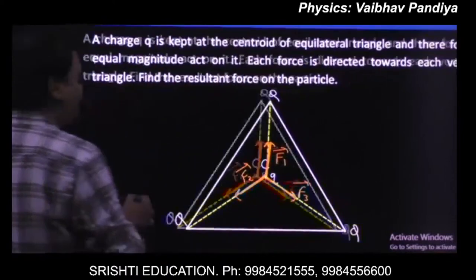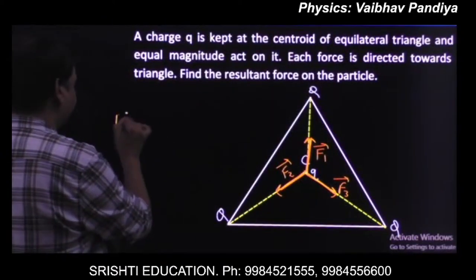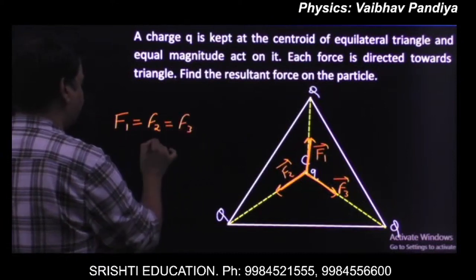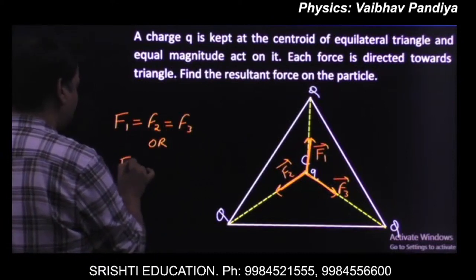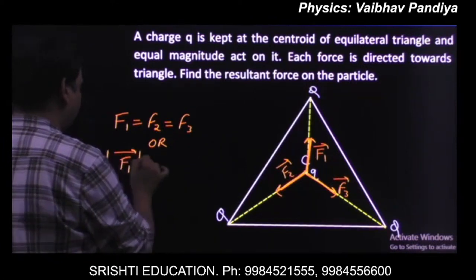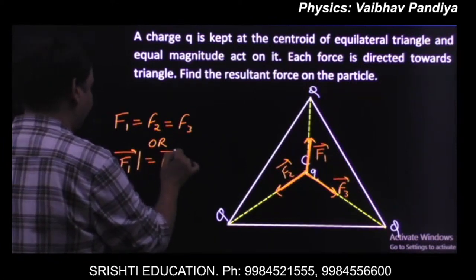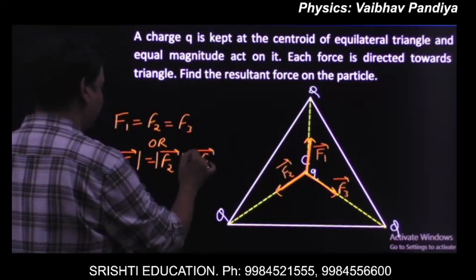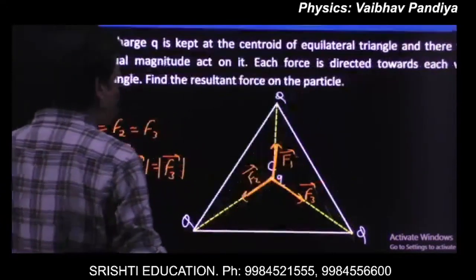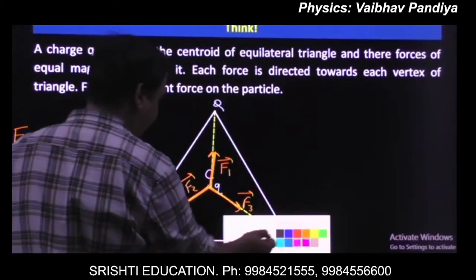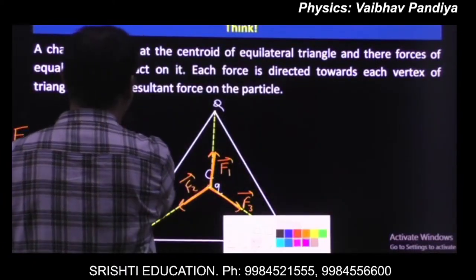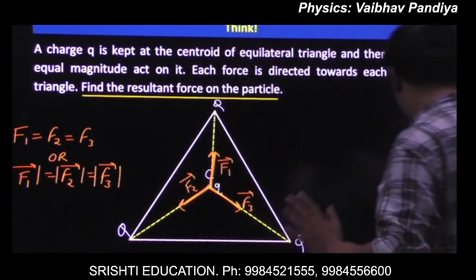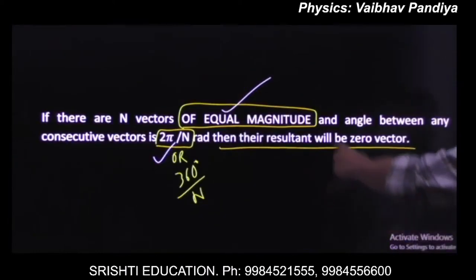And all forces have the same magnitude. That is, F1 is equal to F2 is equal to F3. Or you can say modulus of F1 is equal to modulus of F2 is equal to modulus of F3. Okay. Now, what will be the resultant force on the particle? You have to tell what will be the resultant force on the particle. Now, see, in such cases, you have to simply apply this property.